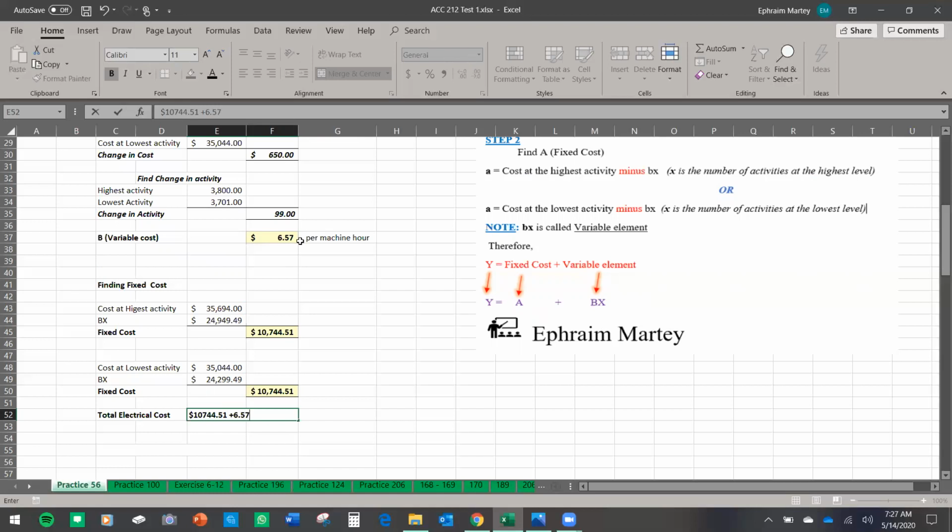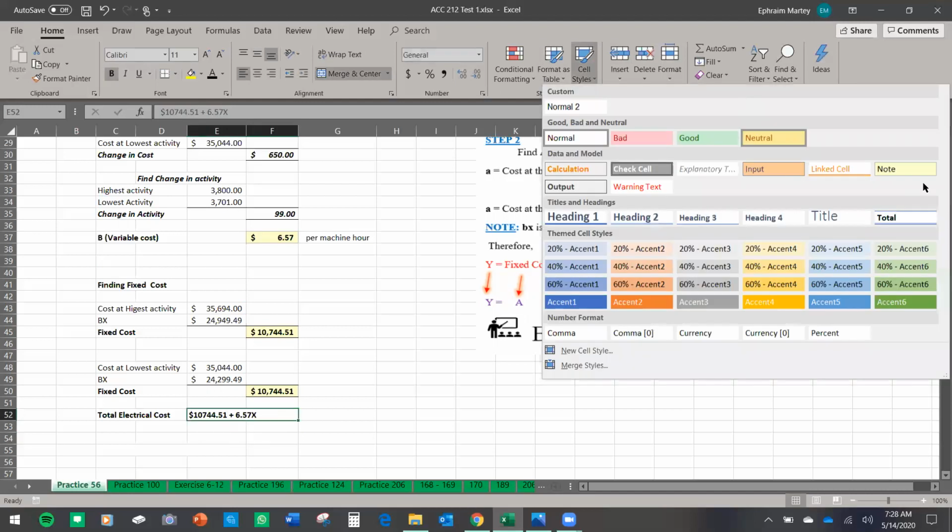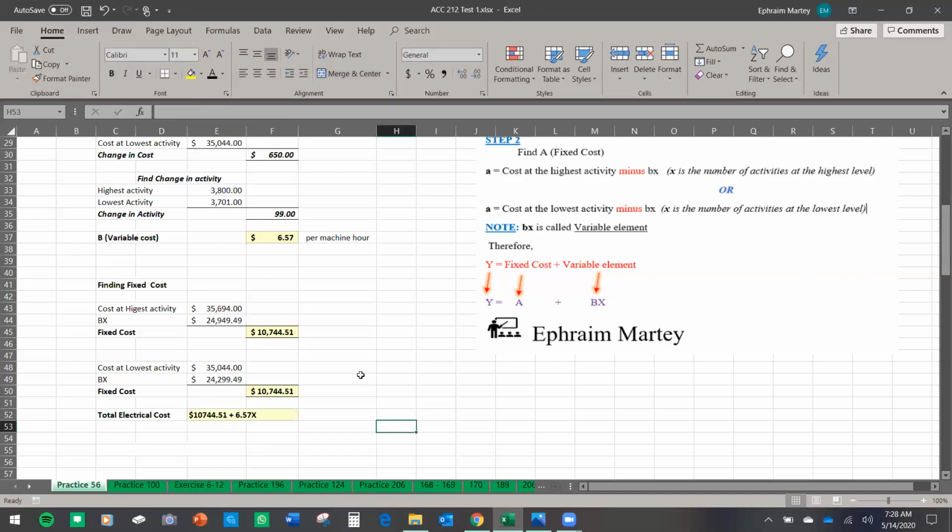And what is our X? We don't know. The X is every machine hour: for every one machine hour, the variable cost is 6.57. So that's why we're going to multiply by it. So this is the cost formula: 10,744.51 plus 6.57x. So that is your cost formula. That's your cost formula for this exercise. I hope that makes sense.